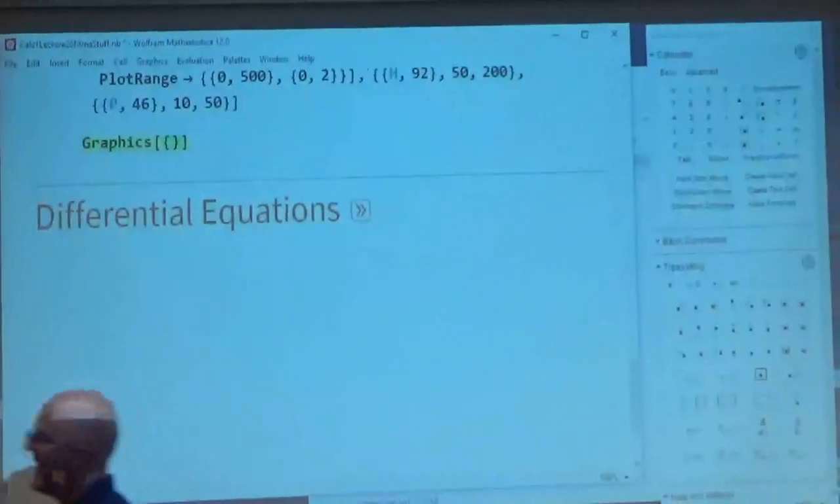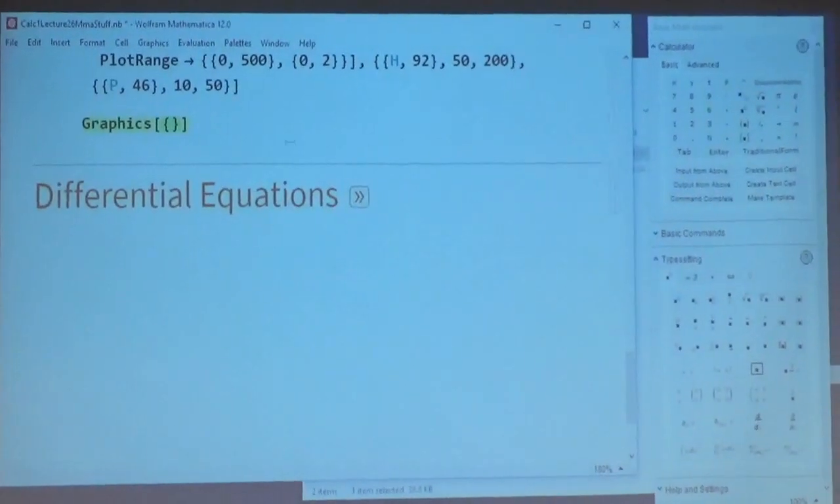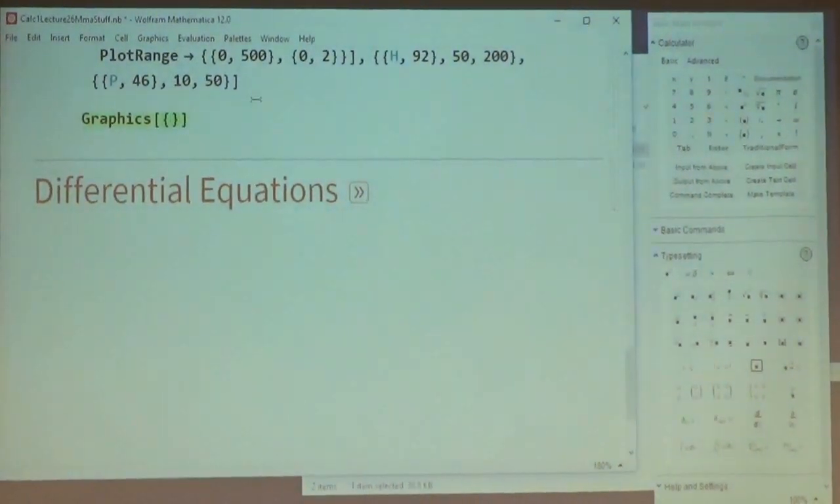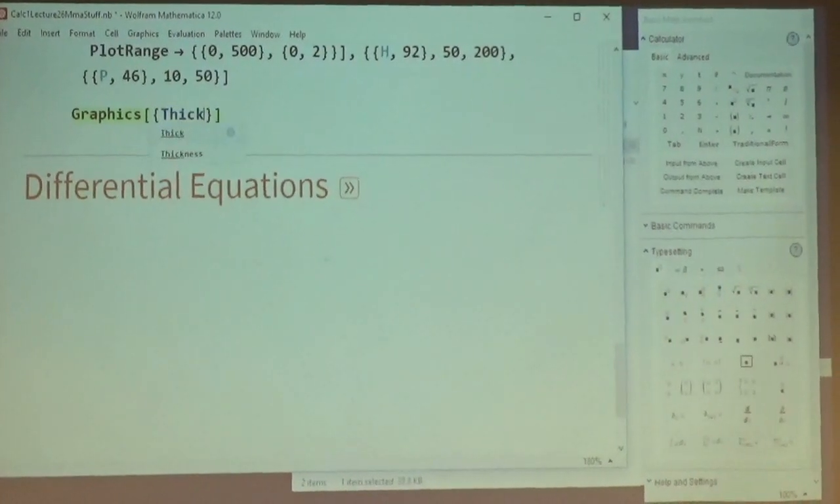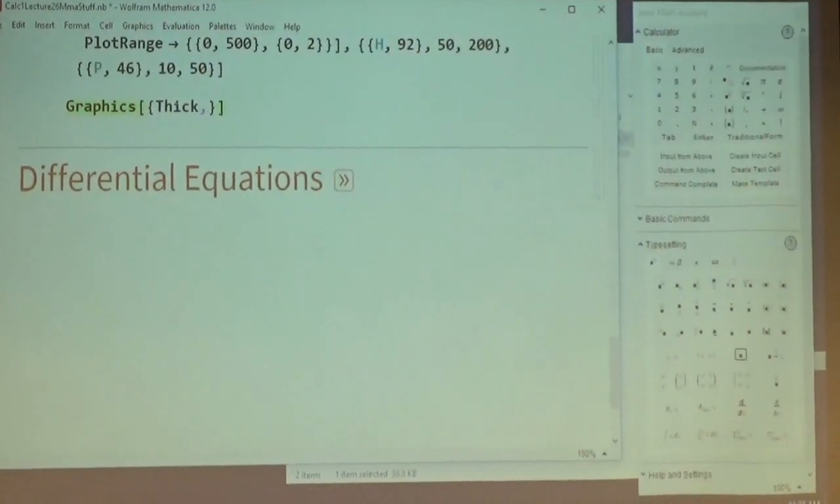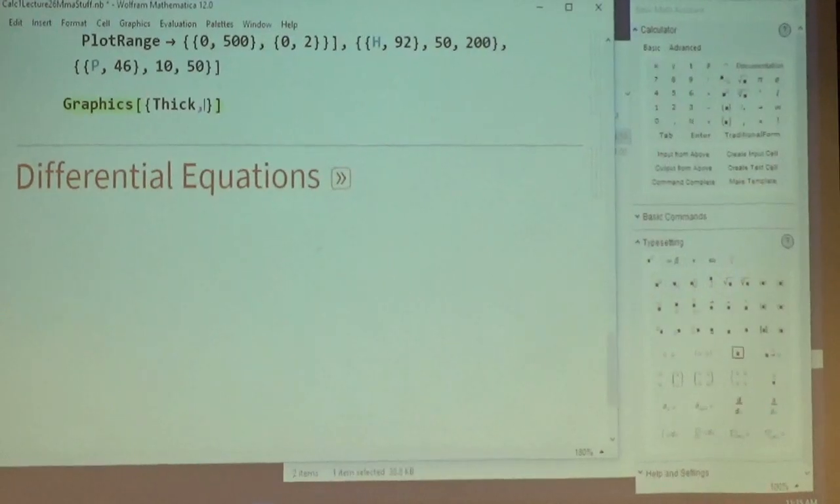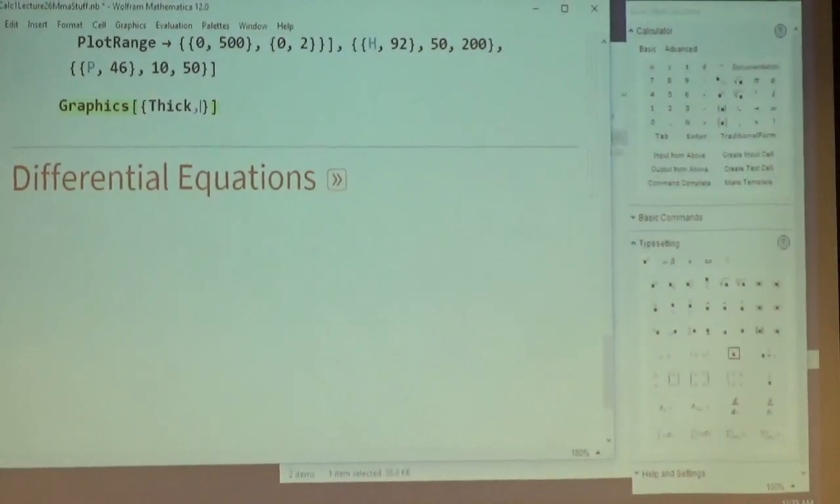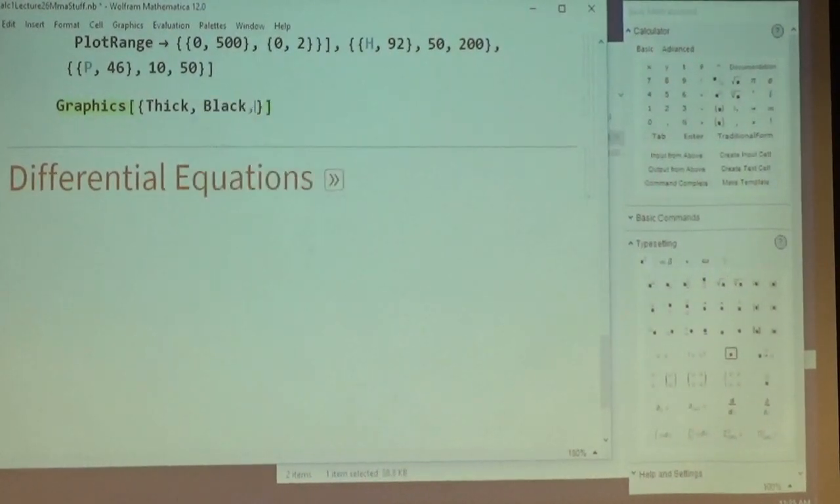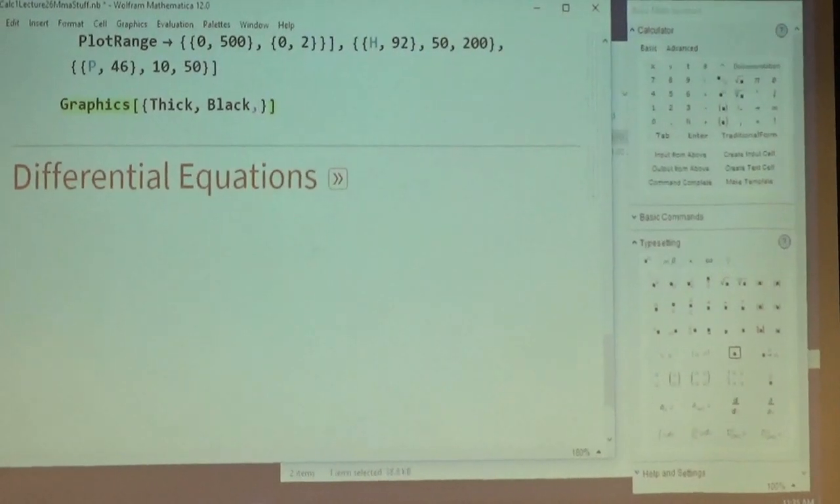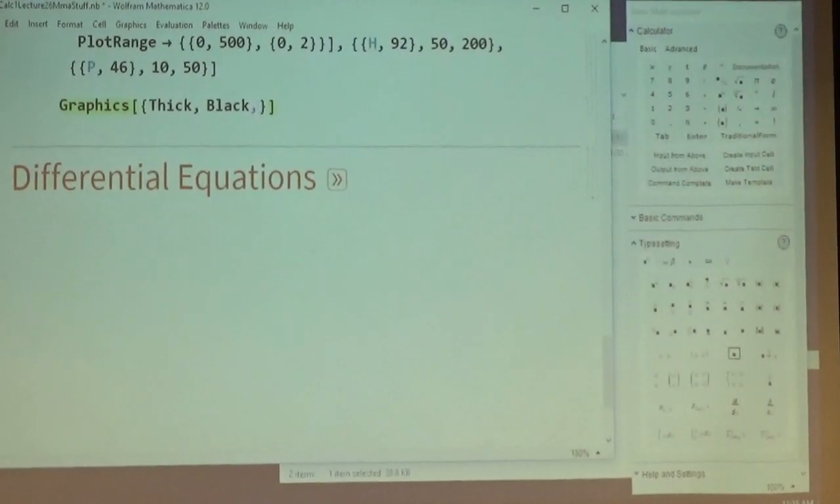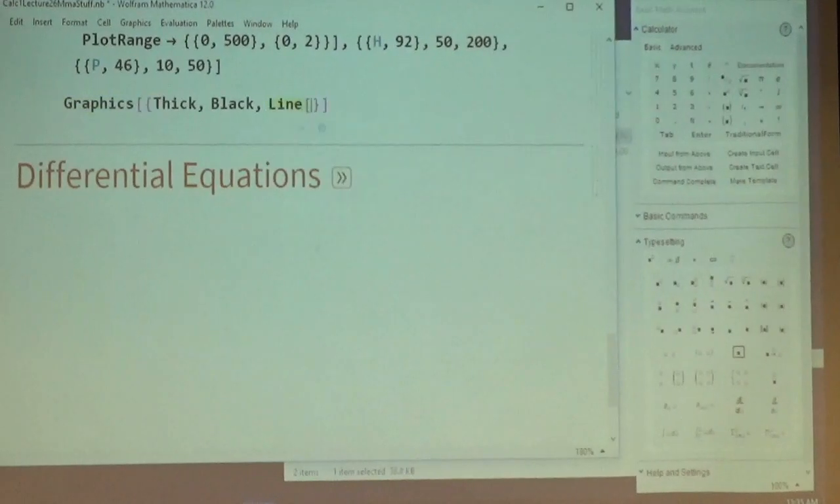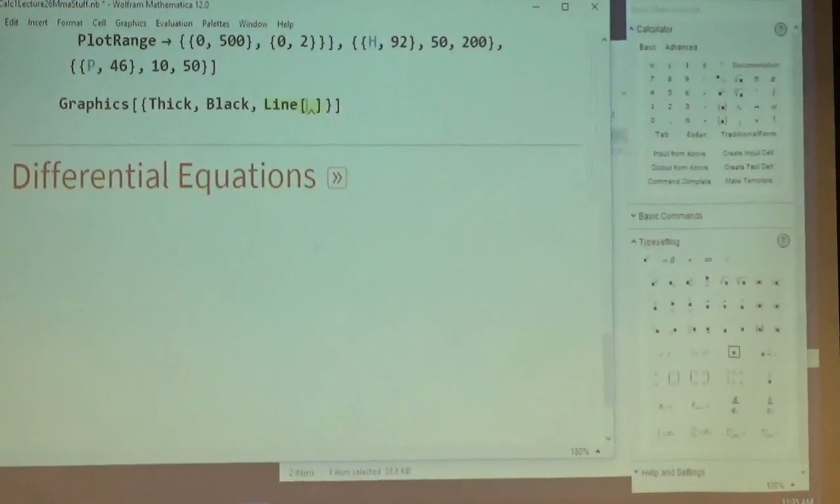So you can see that angle in there. How do you do that? Well, I like making my lines thick, so I'm going to put the word Thick in there, with a capital T. Let's make the one that's on the ground black, so put the word Black in there. Separate these things by commas. Line makes lines.